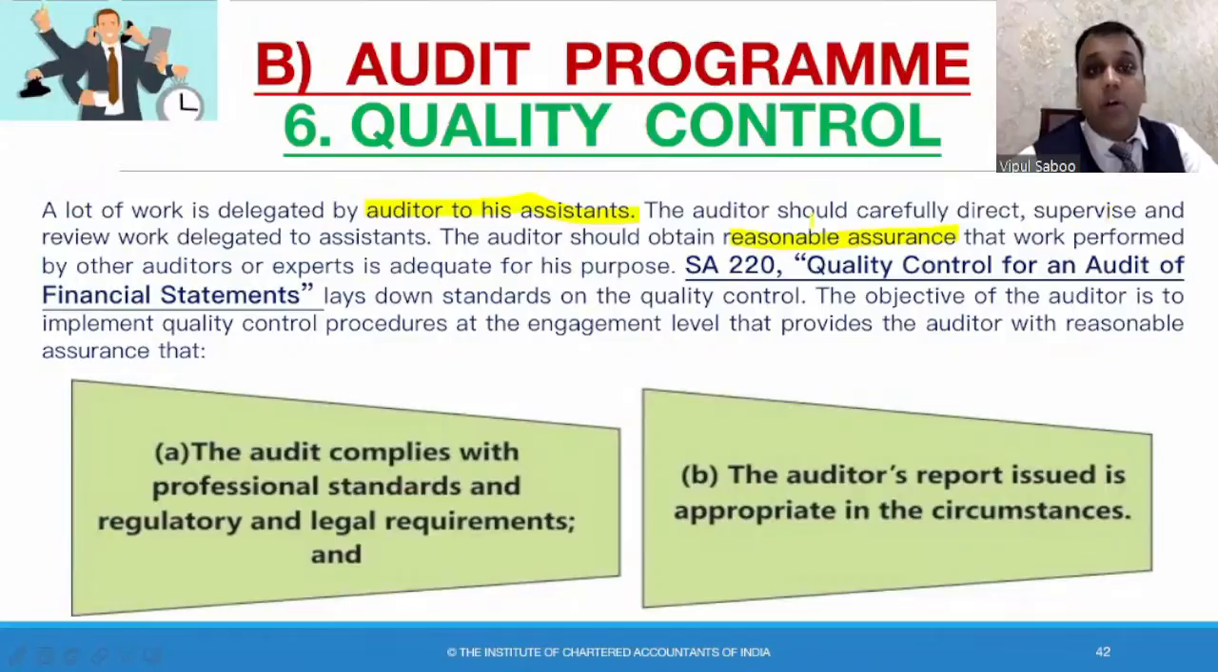That work performed by other auditors or experts is adequate for his purpose. SA 220, Quality Control for an Audit of Financial Statements, lays down standards. And it says this line is really important: the objective of the auditor is to implement quality control procedures at the engagement level that provide the auditor with reasonable assurance, that can be proved with reason and logic, that the audit complies with professional standards and regulatory and legal requirements.